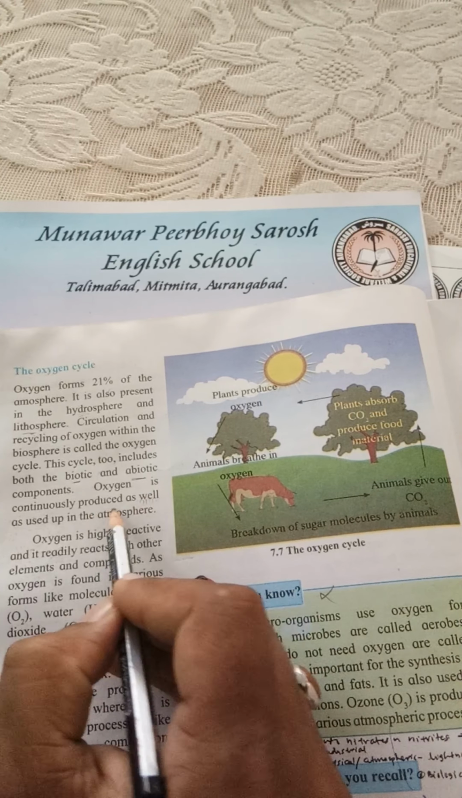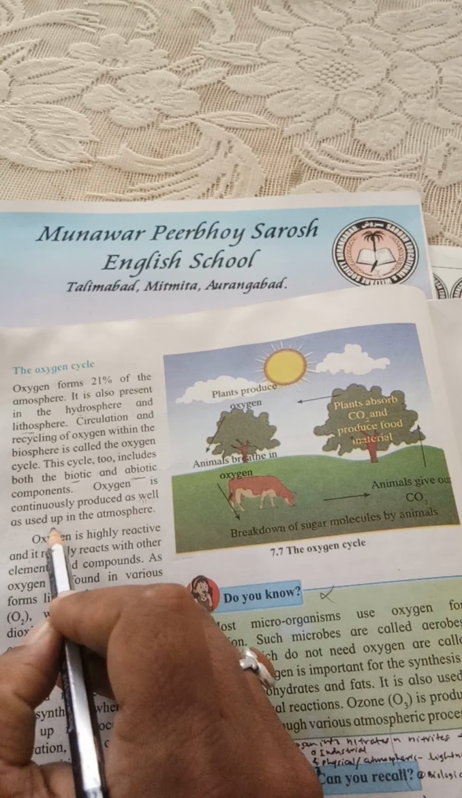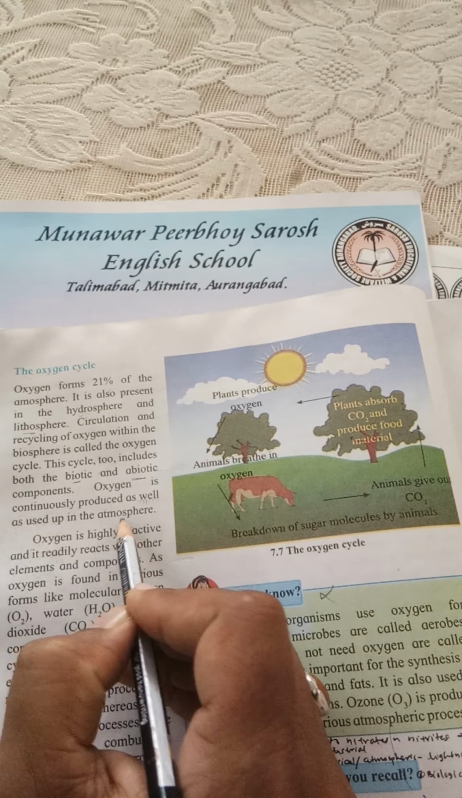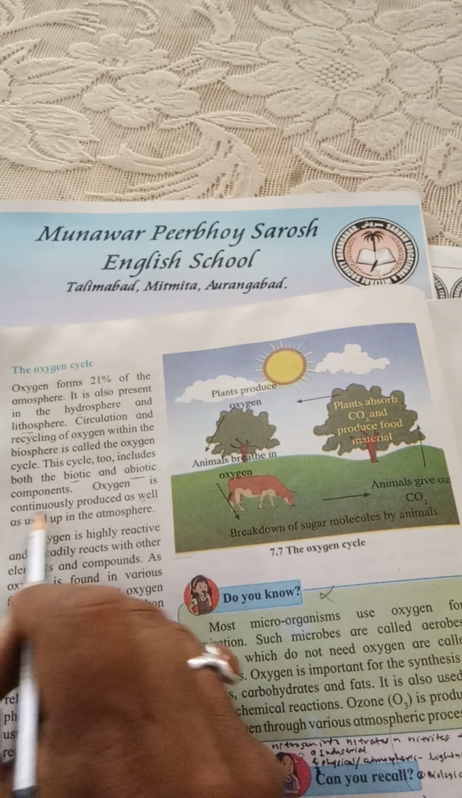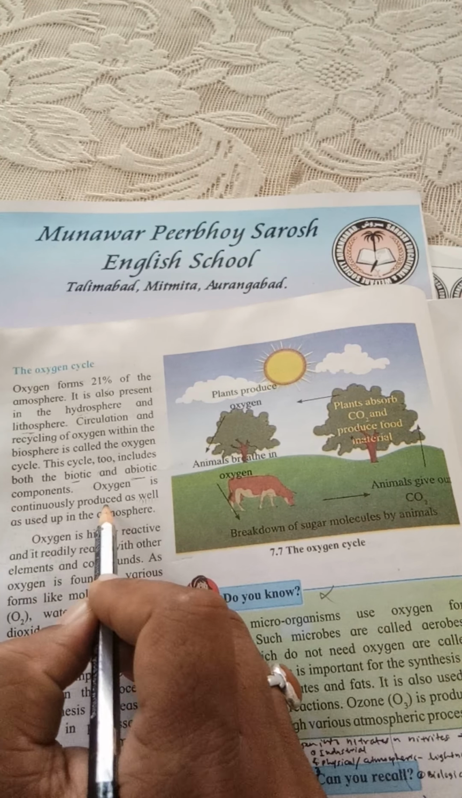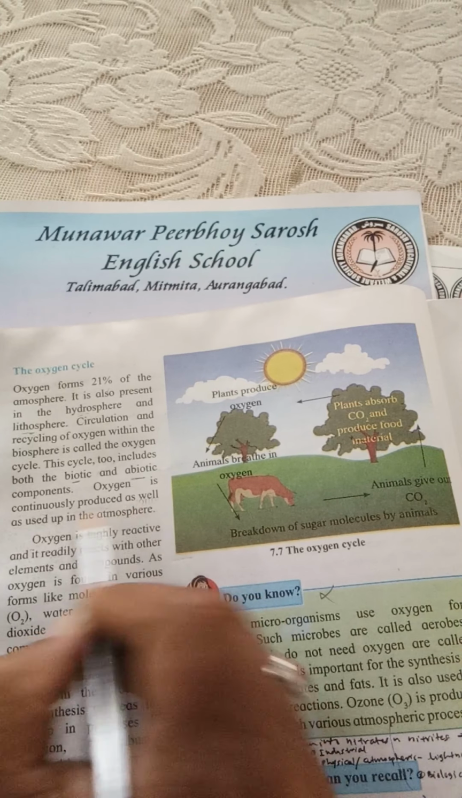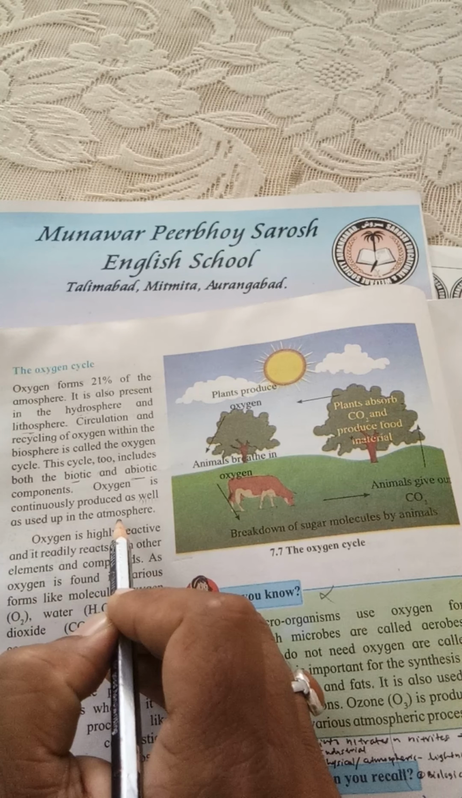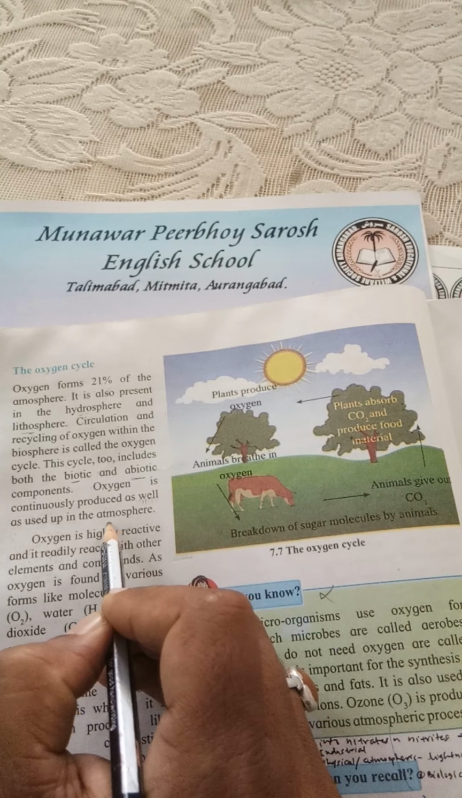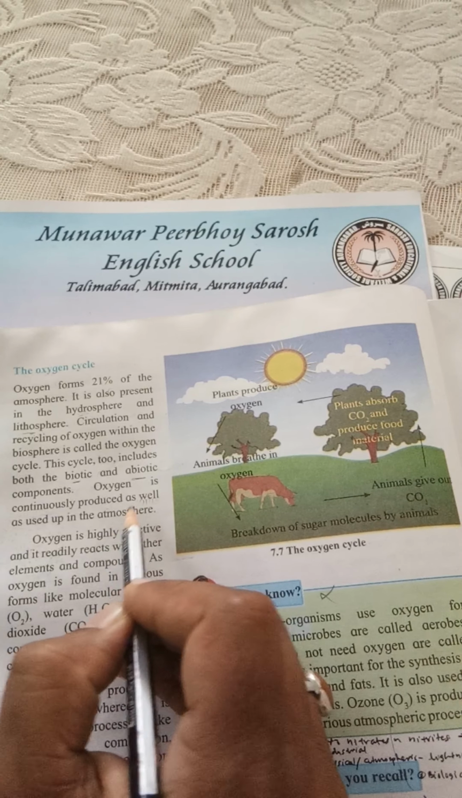Oxygen is continuously produced as well as used in the atmosphere. This is very important. Oxygen is continuously produced by whom? By the plants. As well as used up in the atmosphere by whom? By humans, birds, animals.